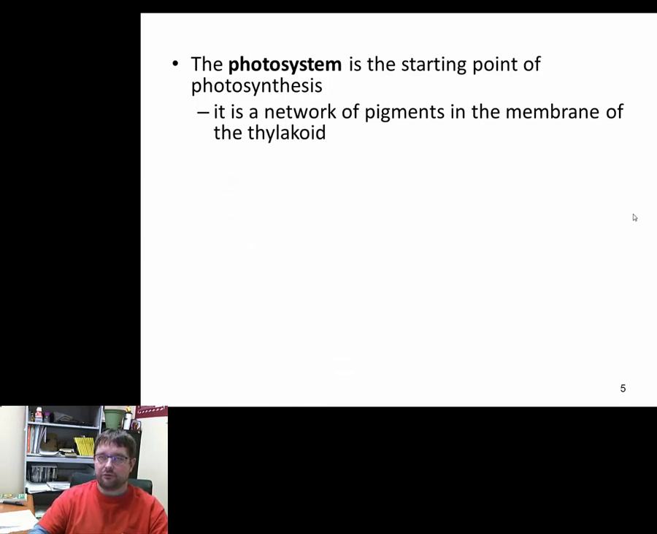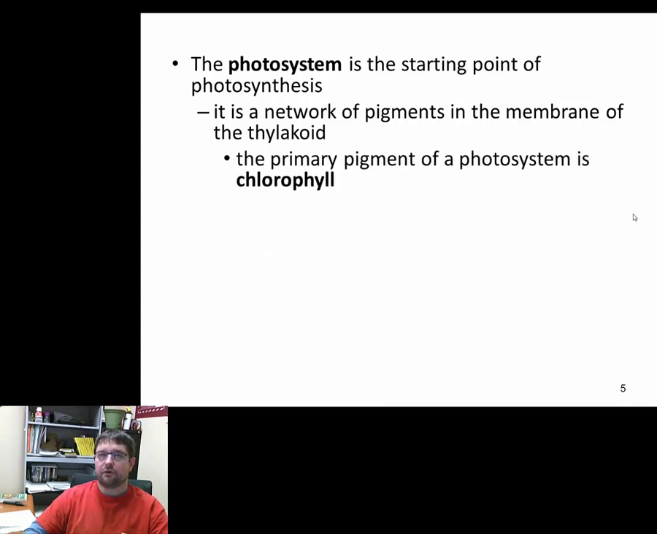Now, inside the photosystem, which is embedded in the thylakoid membrane, you're going to have pigment molecules. Most of the time, the most abundant pigment molecule is going to be a type of chlorophyll, either chlorophyll A or B. These different types just mean that they have slightly different properties. They can pick up photons at different wavelengths.